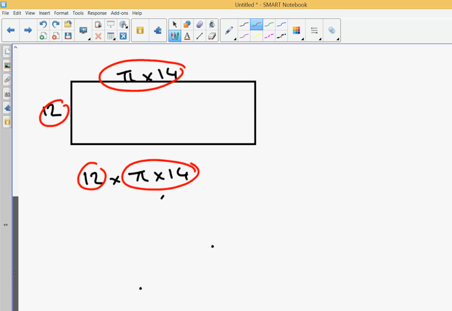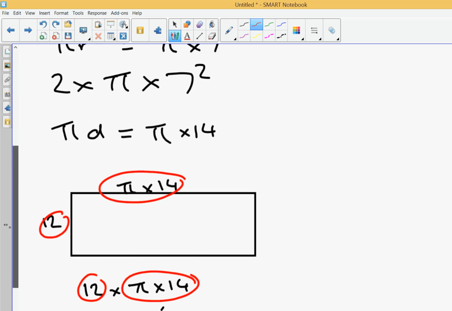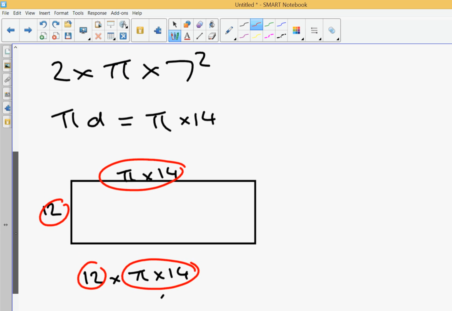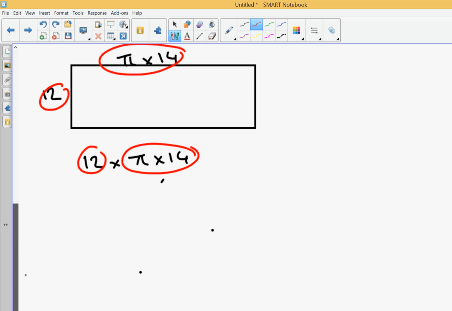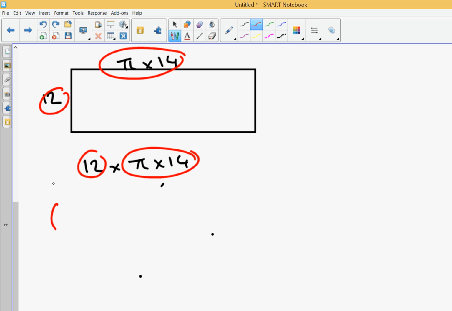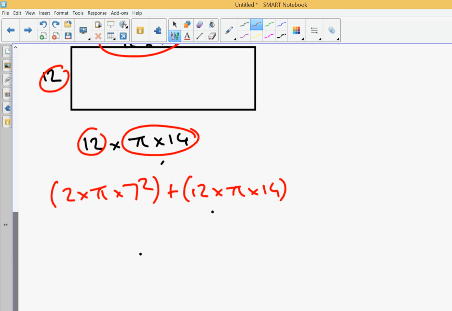So in total, the surface area is made up of the two circles and the rectangle. So what I'm going to do is take the working out for the two circles, which was here, and add it to the answer for the area of the rectangle. For the circles, we had 2 times pi times 7 squared. I'm going to add on the area of the rectangle, which is 12 times pi times 14. And notice I've put those in brackets, because that's exactly how I'm going to type that into my calculator. So I'm going to do that now, making sure the brackets are there.